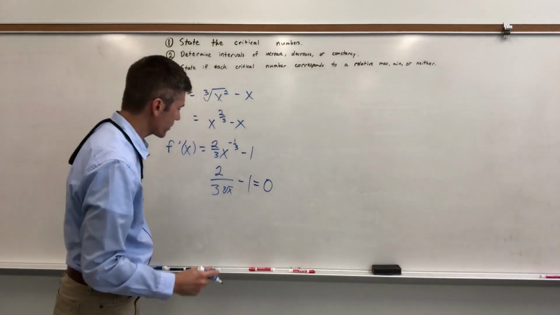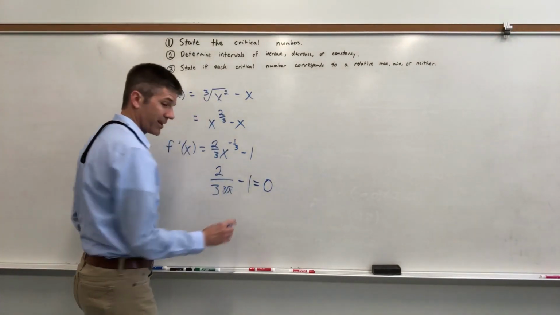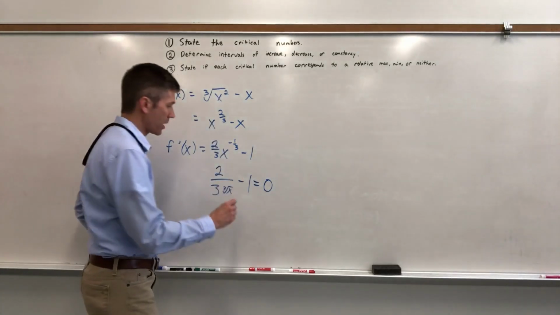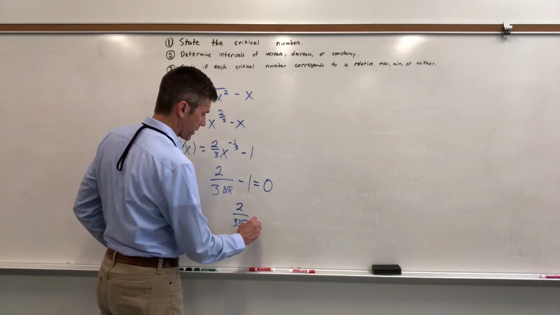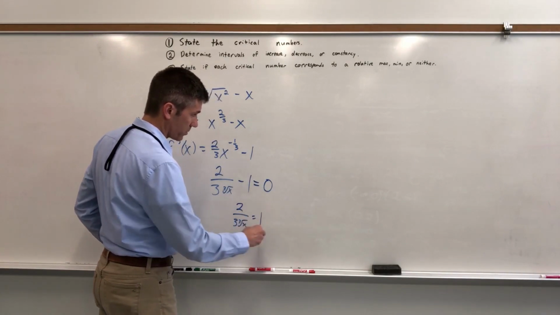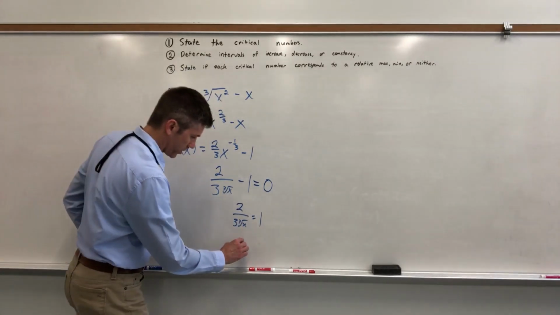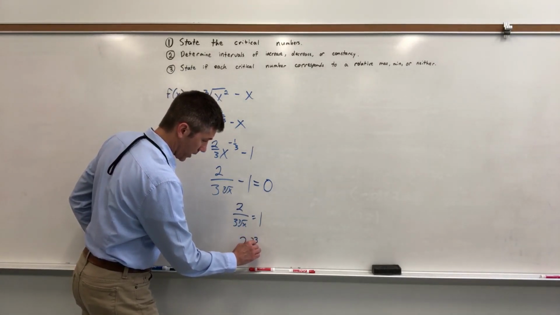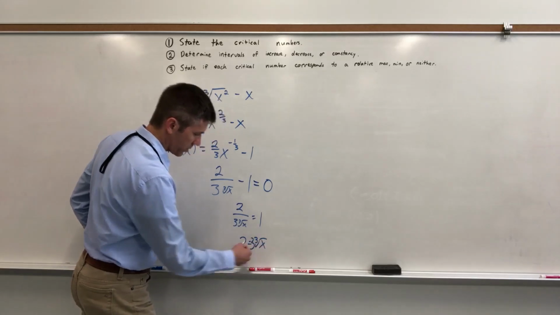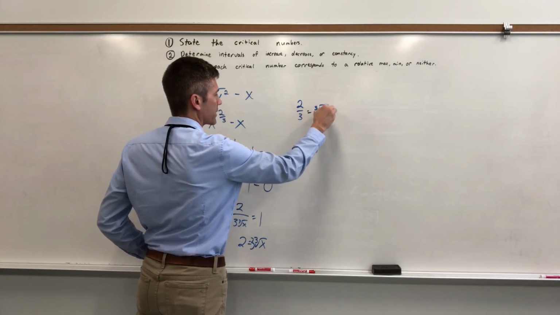So we'll set that equal to 0. We'll move the 1 over. We'll cross multiply. It's going to be great. So look how much fun I'm having. It is fun. So 2 over 3 cube root of x equals 1. We'll cross multiply. And am I on camera? Yeah, I'm on camera. I'm on screen here. So 2 equals 3 times the cube root of x. We'll divide by 3. We have 2/3 equals cube root of x.